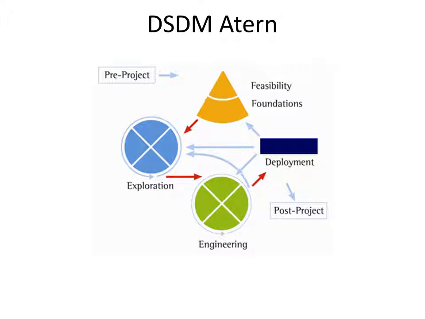We can see here the DSDM Atern life cycle phases. You've got feasibility, foundations, exploration, engineering, deployment, and post-project. So basically everything you do, you look at whether it's feasible. Then you decide, then you explore, so that's the analysis, then you build it, then you deploy it. So you're still following all the things of the life cycle, it's just in a different way. And depending on the size or complexity or risk of the project, some phases can sometimes be merged.